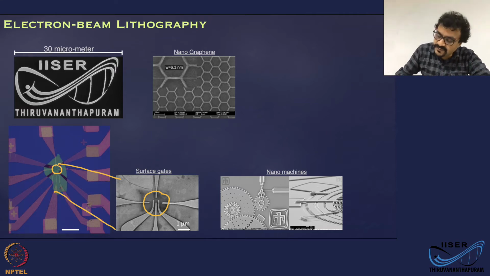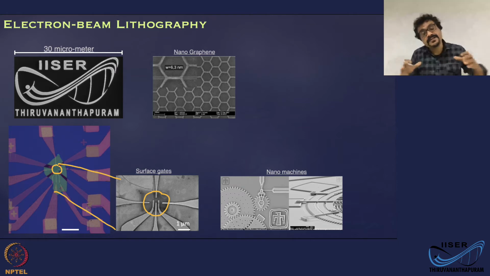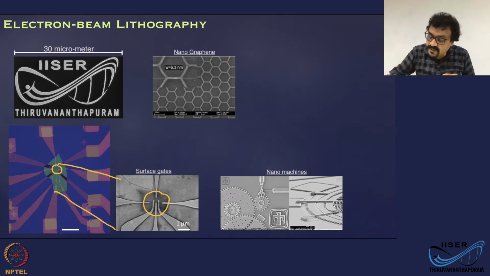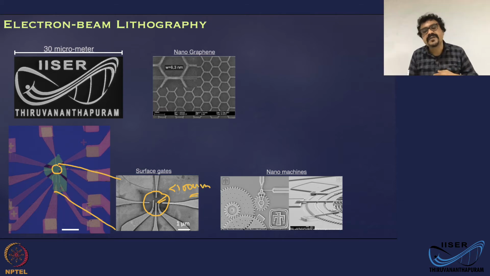So what you do here is you make the larger structure with photolithography and the smaller structure with electron beam lithography. So there are two lithography stages. You finish the first lithography, do the metallization, then take the sample and repeat the process, but using electron beam lithography. Okay, so the smallest feature here is less than 100 nanometers in size. These are surface gates, close to 60-70 nanometers. That's what we have in this picture.